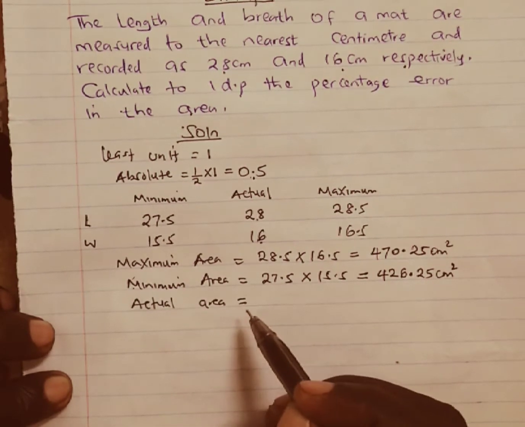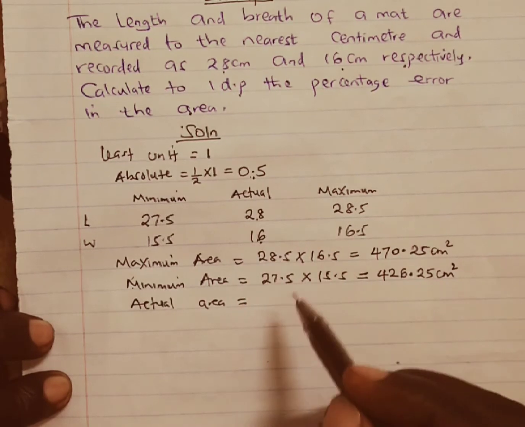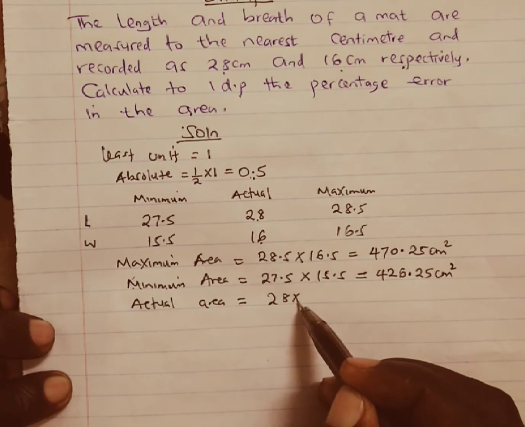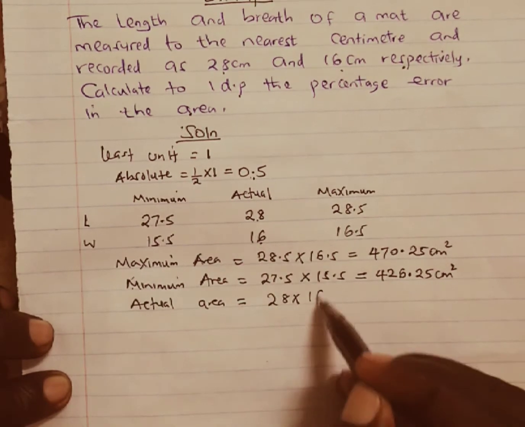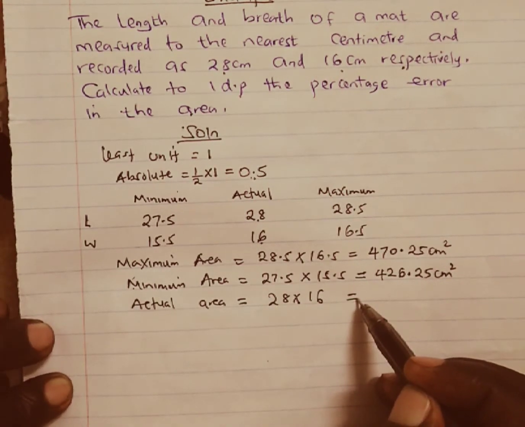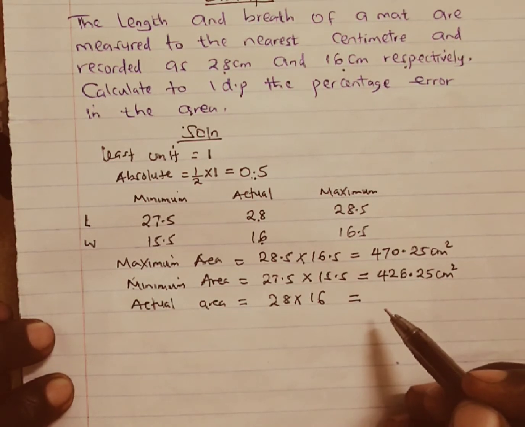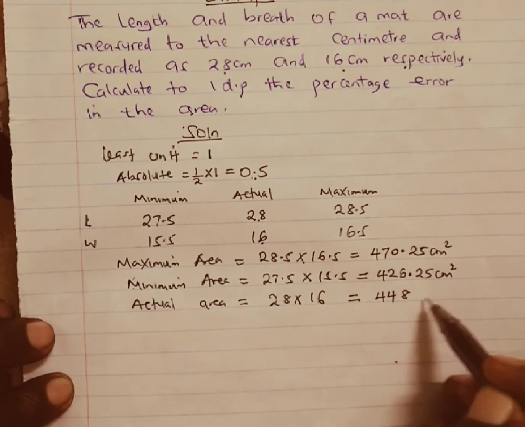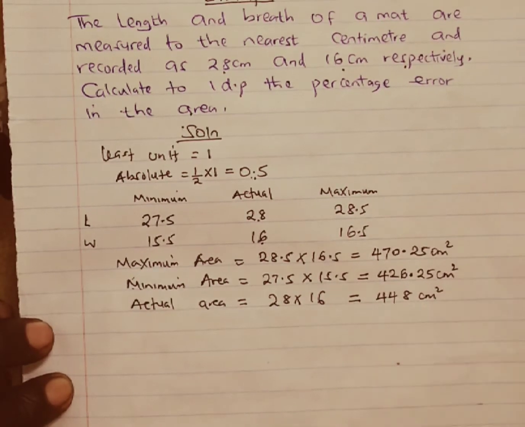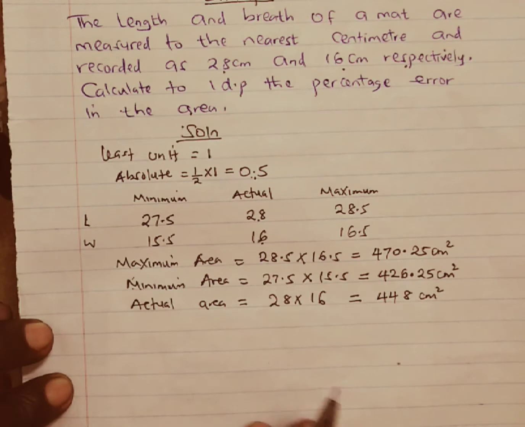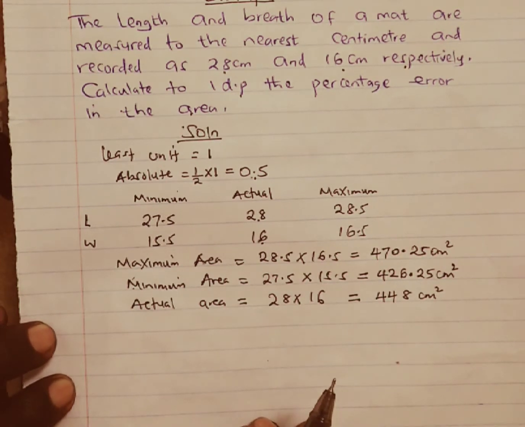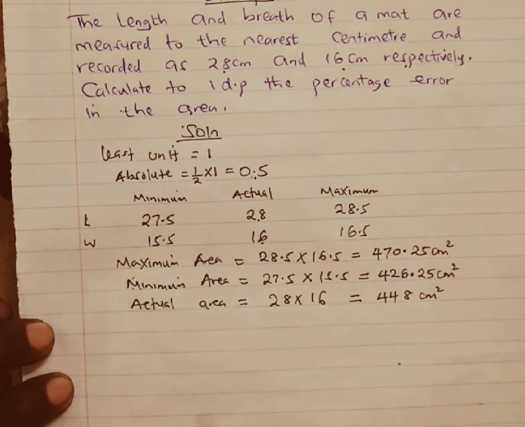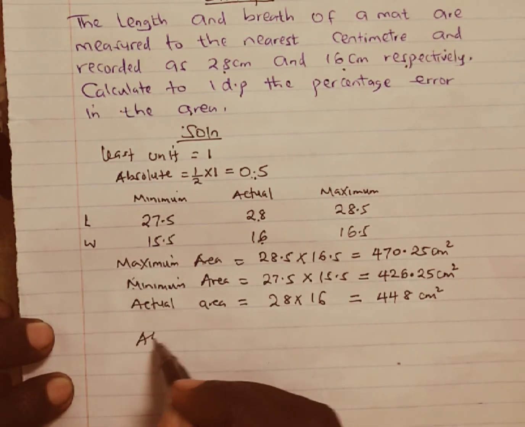Once we have the maximum and the minimum, we need now to calculate the actual area. The actual area is given by the actual measurements. That is the actual length of 28, we multiply by the actual width, which is 16. And this one gives us a total of 448 centimeters square. So the first thing we are supposed to get is the absolute error before we go down and get the percentage error. So let us get the absolute error.